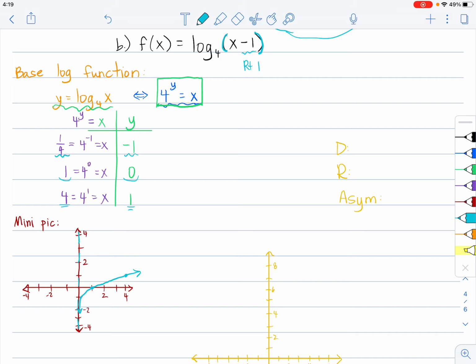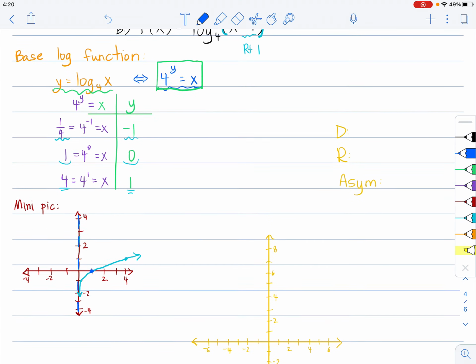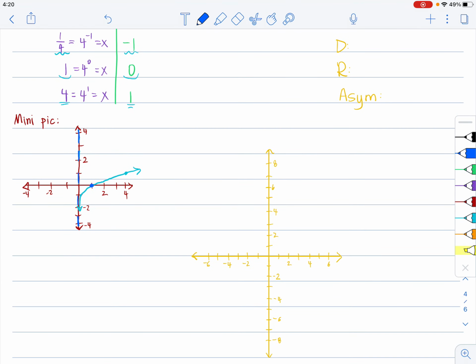Kind of like we had with our exponential functions, the main things that we want to shift first are our asymptote and our 1 comma 0 point. So we need to go to the right 1. My asymptote is going to be at x equals 1.